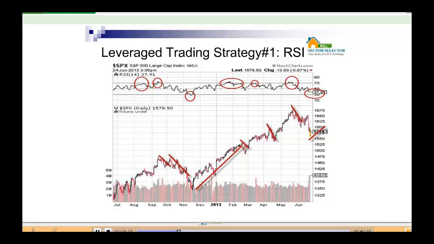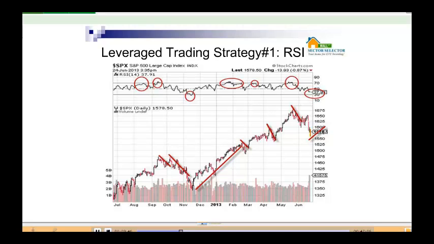Let's talk about leverage strategy number one here. There's several good ones. This is a standard RSI chart you can see here. And it's real simple to use. Anybody can do this. When the RSI is overbought up here in the 70 levels, you can see that the next move is going to be down. When it's oversold, you see that the next move is going to be up. So RSI is a very simple thing. Anybody can do it. You can use it at home, really.